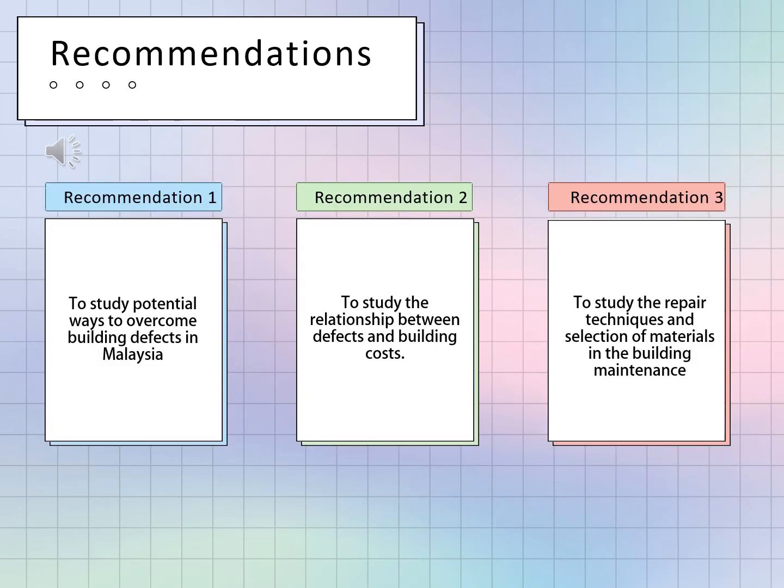The recommendations for this report investigation are: Recommendation 1, to study potential ways to overcome building defect in Malaysia. Recommendation 2, to study the relationship between defect and building costs. Recommendation 3, to study the repair technique and selection of material in the building maintenance.